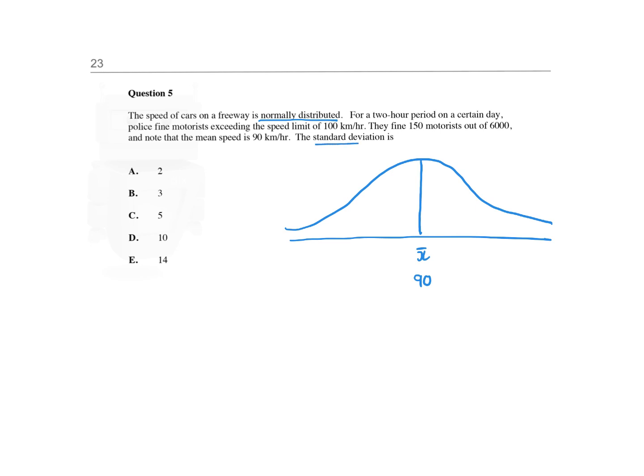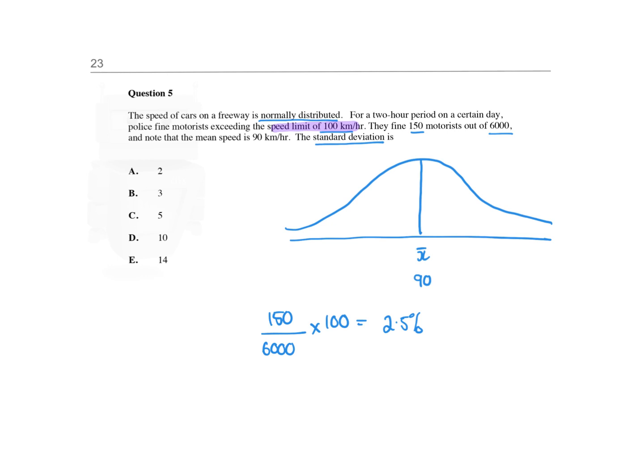Now, they're asking me what the standard deviation is. So somehow these numbers are going to show it. Now, if this is normally distributed, if you just think about 150 out of 6,000 motorists were fined for going over 100. Okay, so if we think what's 150 out of 6,000, and if we make it a percentage, I'm going to change that to a percentage. So that ends up being 2.5%. So 2.5% of the cyclists were going more than 100.